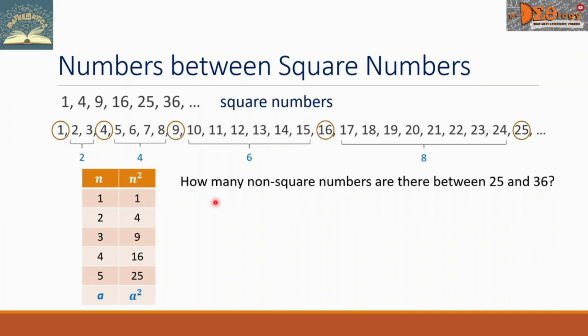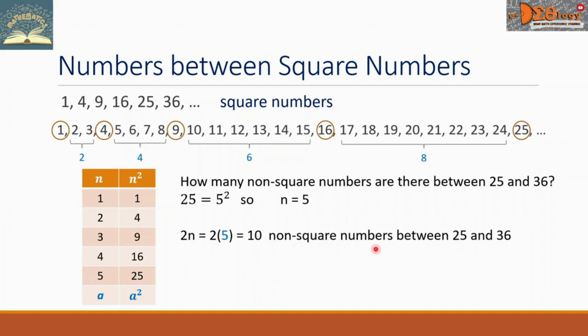Another example. How many non-square numbers are there between 25 and 36? So we can see that these 25 and 36 are two consecutive square numbers. But since 25 is the smaller number, we write it here, and that is equal to 5 squared. In this case, our n is 5. We use our formula 2n. That means n is 5, so we substitute it here. 2 times 5. And that is 10. That means there are 10 non-square numbers between 25 and 36.